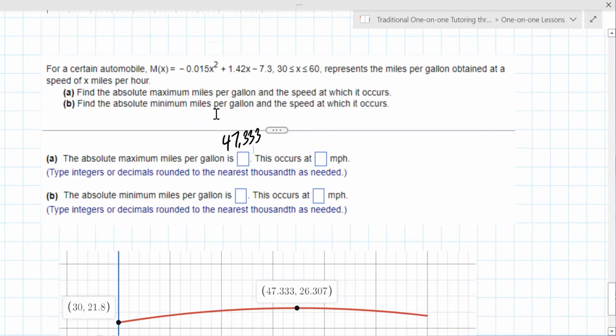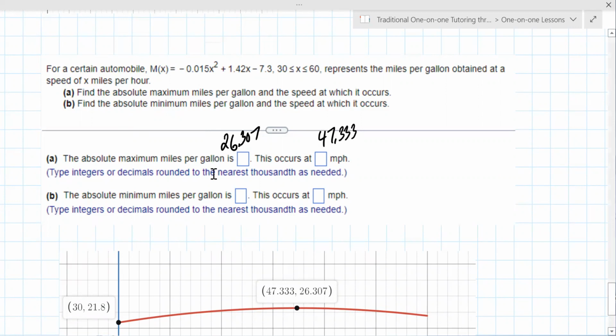Okay. So I've flipped these. You got to look at the units. So X is miles per hour. So that's not so good. 26.307. Okay. That is the output. So the Y is the miles per gallon.